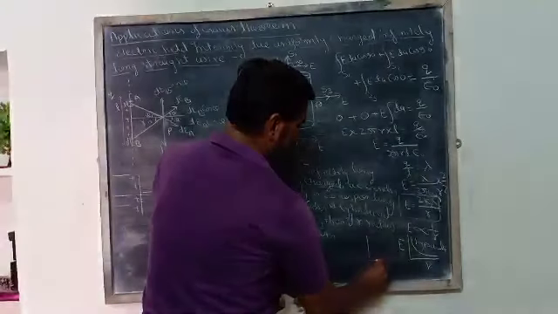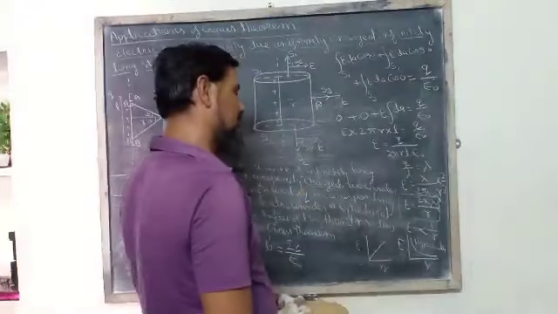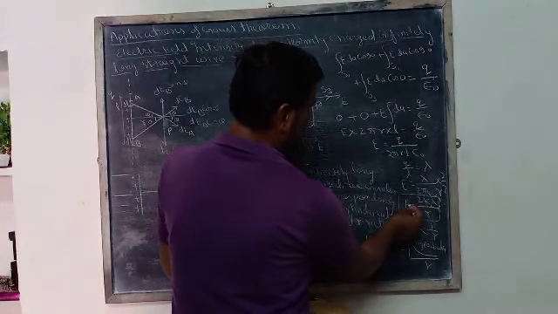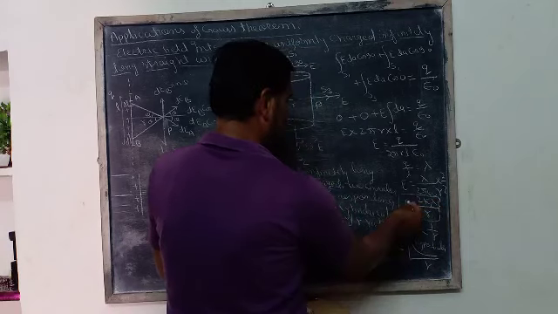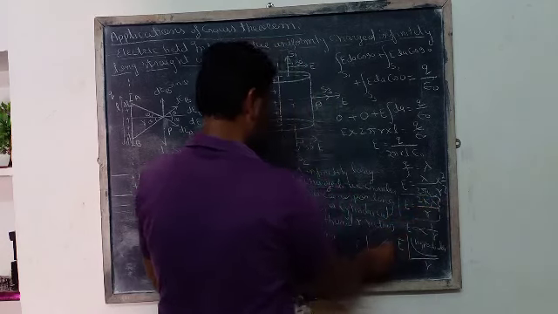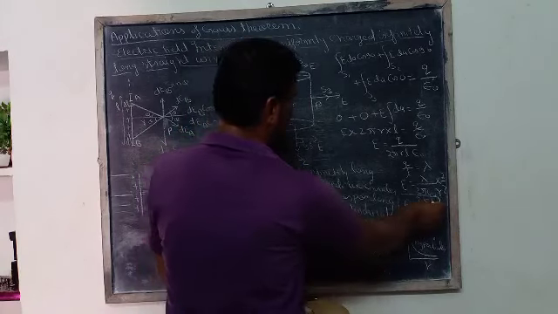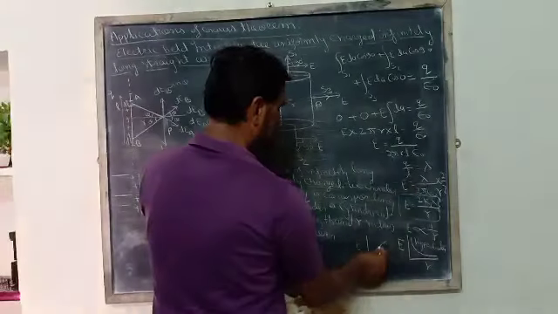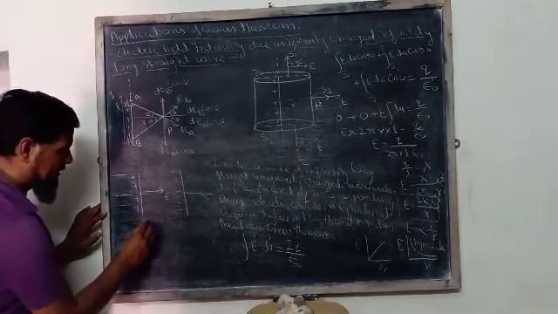And for the curve between E and 1 upon R, it will be a straight line. This is of the form y is equal to m x, where y is E, m means 2K lambda, and x means 1 upon r. So this is a straight line. For greater linear charge density, the slope of this curve will also be greater. I shall draw these curves here.